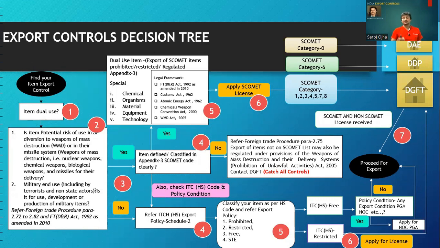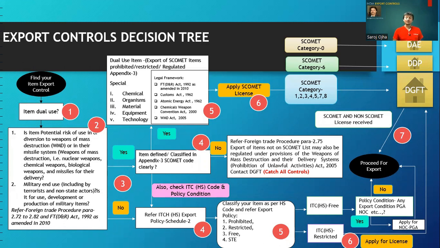There are 9 categories in that, and if your item is classified in that, then apply for a license. If it is not classified, talk to the DGFT. You can directly interact with the DGFT for item classification. That is, if your item is falling in that category. If it is not classified, then you reach out to the DGFT in that case.